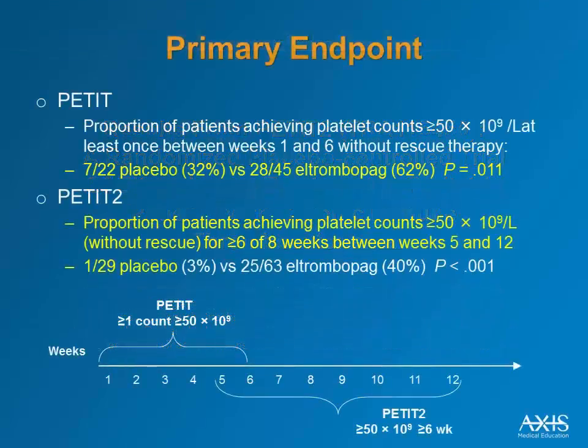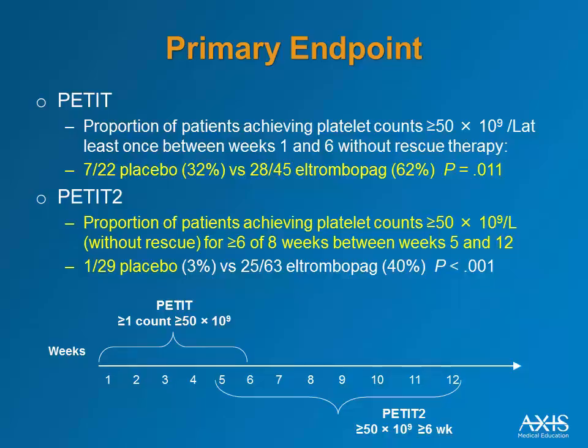The primary endpoints were different. If you look on the top of the line, you see that PETIT, which was only a 6-week study, had as its primary response goal having one platelet count greater than 50,000. This was seen in 62% of the patients and only 32% of those with placebo. This was highly significant with a P of 0.011.